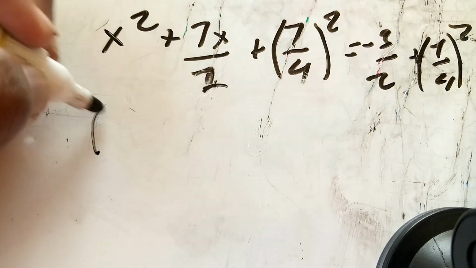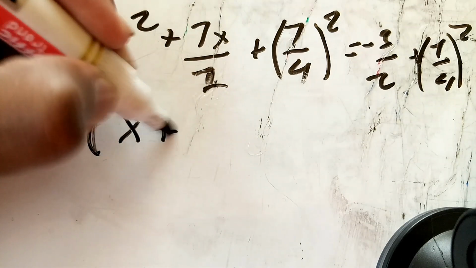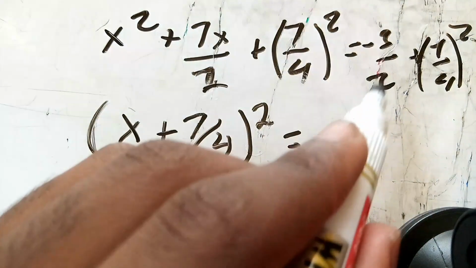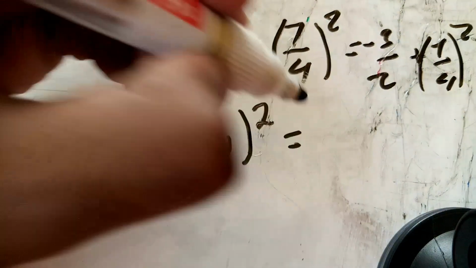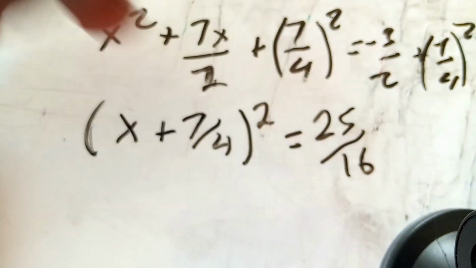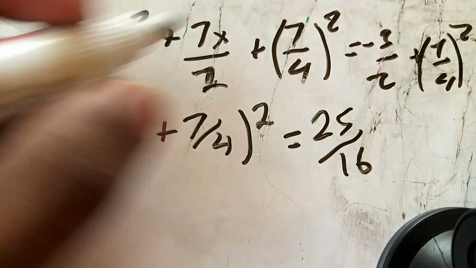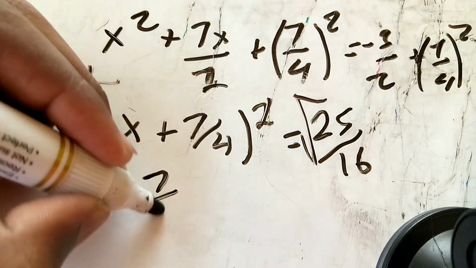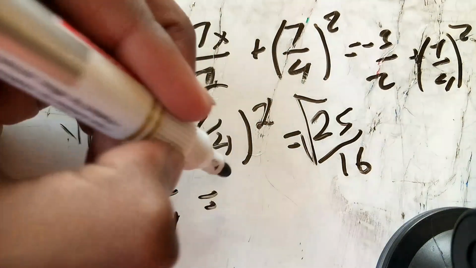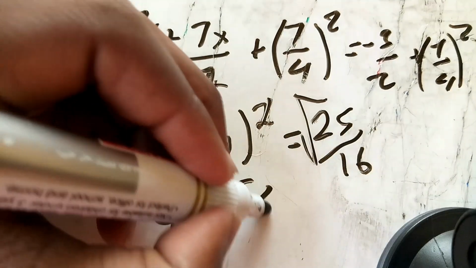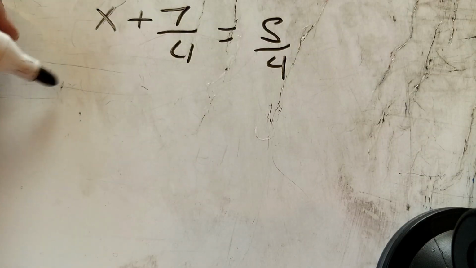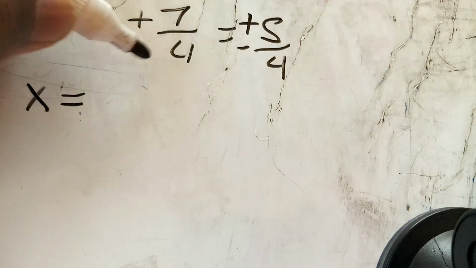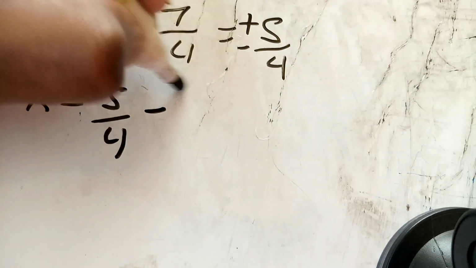So we're going to introduce the set of brackets. It will be (x + 7/4)^2 is equal to, if we solve negative 3 over 2 plus (7/4)^2, that would give us 25 over 16. And then we simply square root both sides, and this will cancel with that. It would be x + 7/4 is equal to, the square root of 25 is 5, the square root of 16 is 4. And then we're going to say x is, so this will be positive or negative. So x is equal to positive 5/4 minus 7/4.